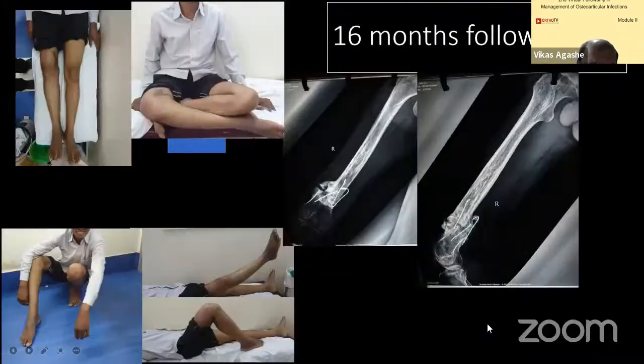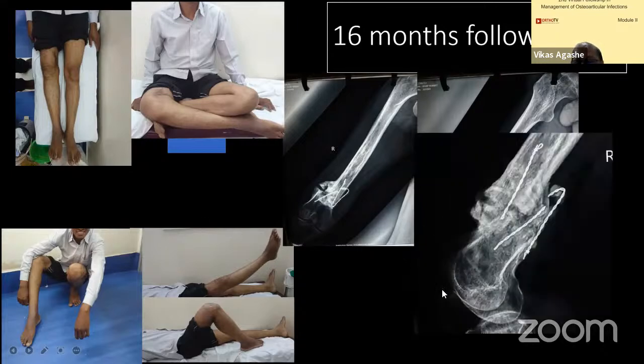So I'll skip the videos. This is him at 16 months. He is able to sit cross-legged. He has a decent range of movement. The fracture is healed completely.